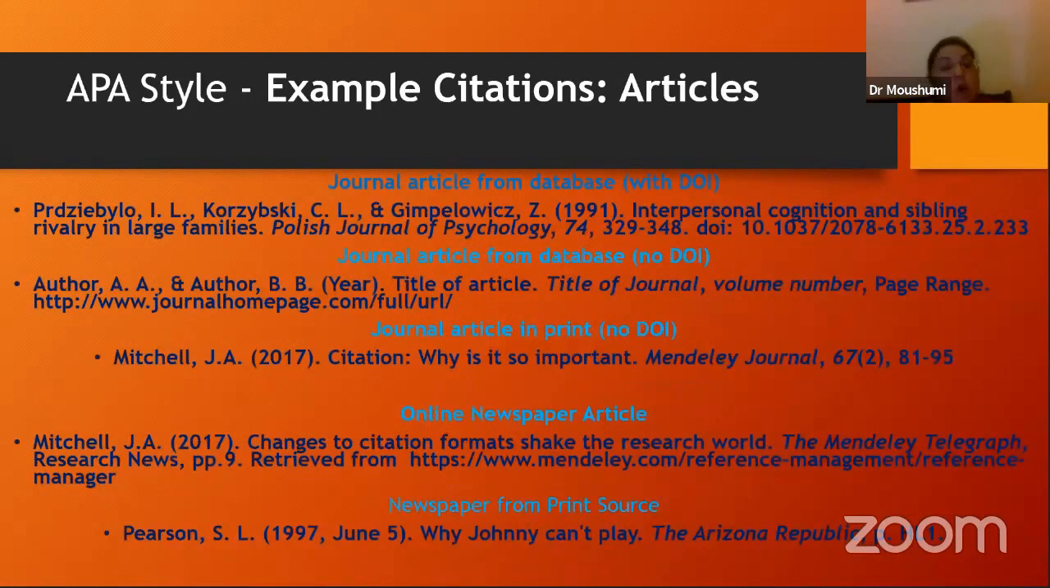Now, what is this DOI? DOI is a digital object identifier. That is a permanent identifier number. It helps you to locate your research paper. Some journals give you that DOI and some journals do not. So according to the availability of DOI, your writing style in APA changes. Journal article in print, online newspaper articles, newspaper from print sources, they all are different. In APA style, you write it in a different manner.